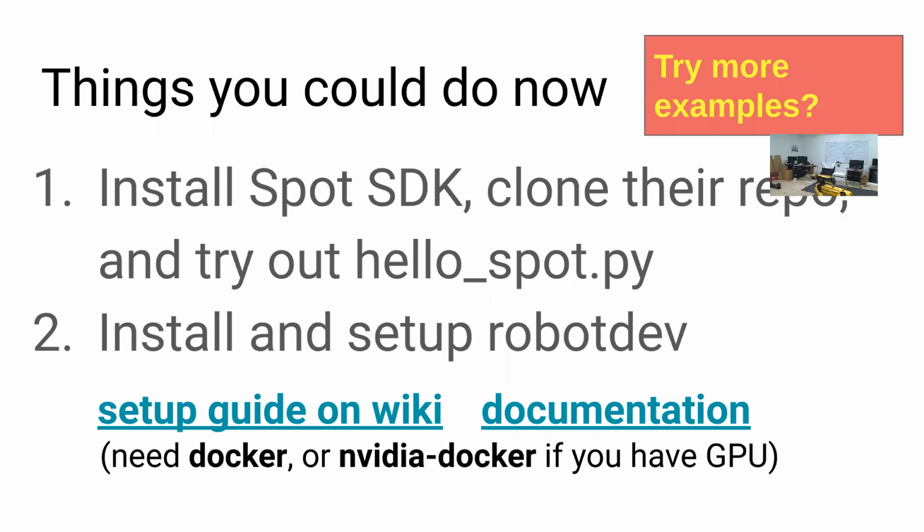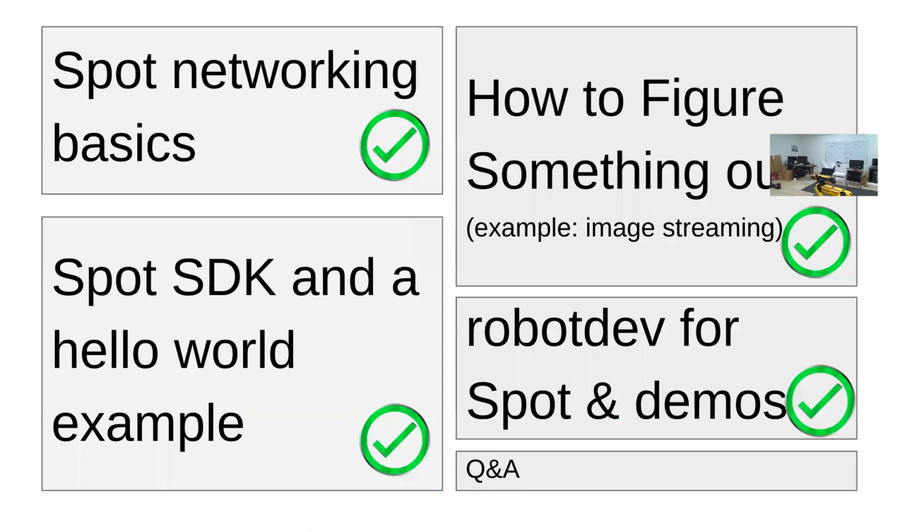If you want to set this up on your computer, you can always set up the Spot SDK on your own computer. That should be easy. If you want to do the robot dev thing, it's best if you have Ubuntu. I've only tested it with Ubuntu. So yeah, that's all. Do you have any other questions, Anuba?